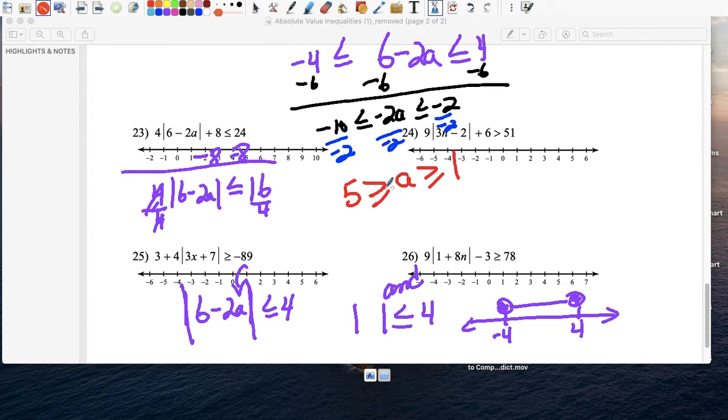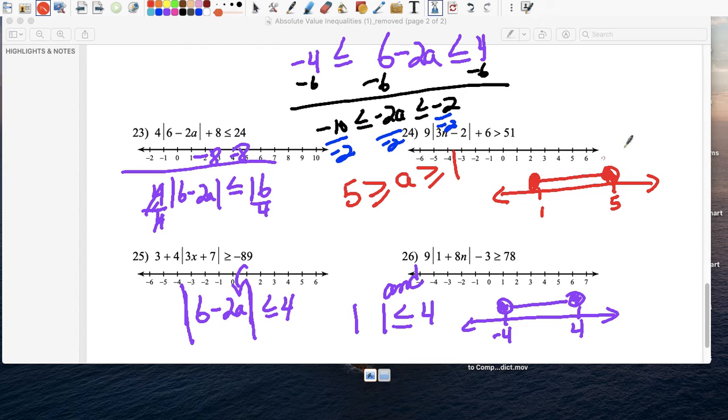Okay. So, our inequality here, the values of a that I can plug in, if we draw this, a has to be a number between 1 and 5, inclusive.